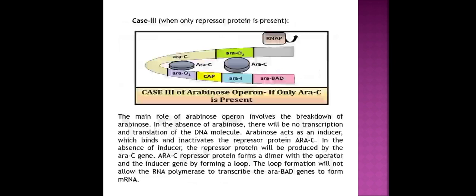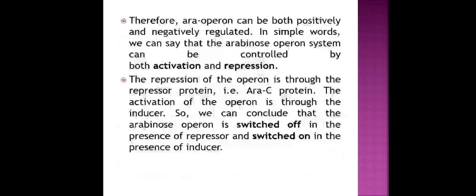One araC protein binds with the operator O1, and another binds with O2 and the inducer site. So due to that, it forms a loop within the DNA which blocks the binding of RNA polymerase enzyme. The loop formation will not allow the RNA polymerase to transcribe the structural genes. Therefore, this Arabinose operon can be both positively and negatively regulated. In simple words, we can say that it is a system which can be controlled by the activator and repressor, the araC protein.